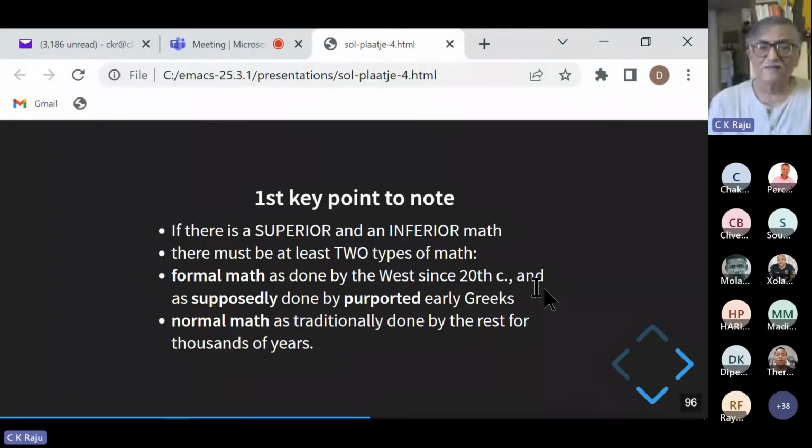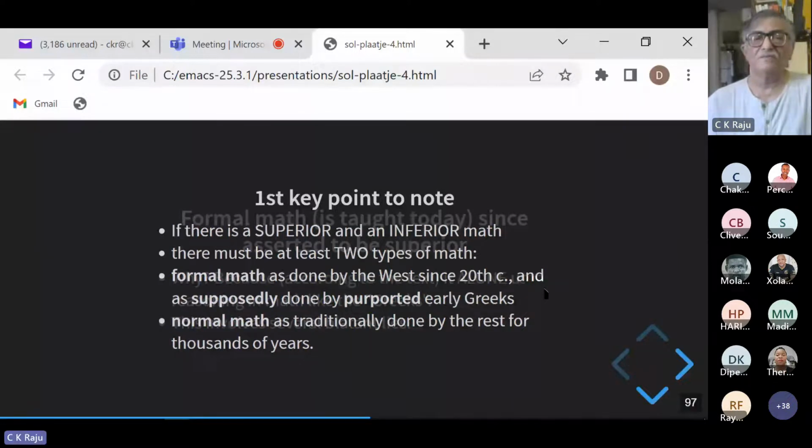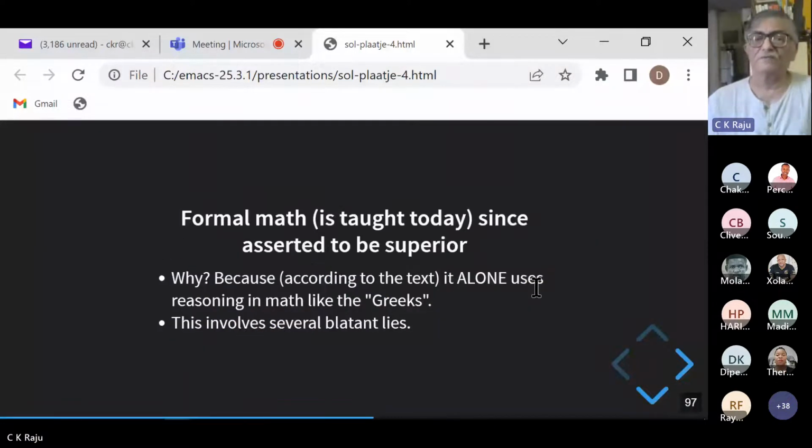So formal math is done by the West since the 20th century and supposedly done by purported early Greeks. It's not done by any Greeks. Complete nonsense to say that. And normal math is traditionally done by the rest of the world for thousands of years. So there are two types. Why is this formal math superior? Because they say, okay, it alone uses reasoning. That's just a blatant lie.